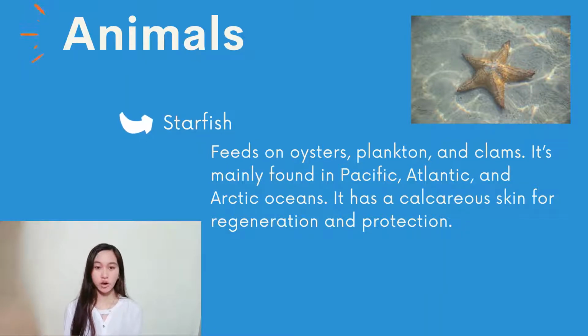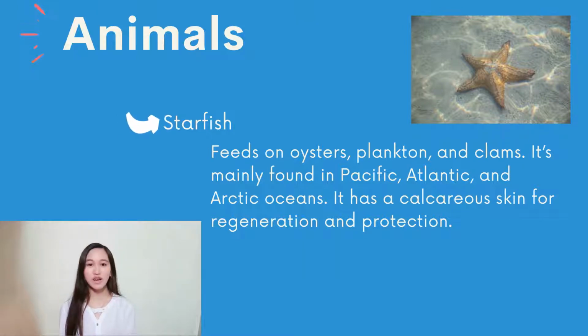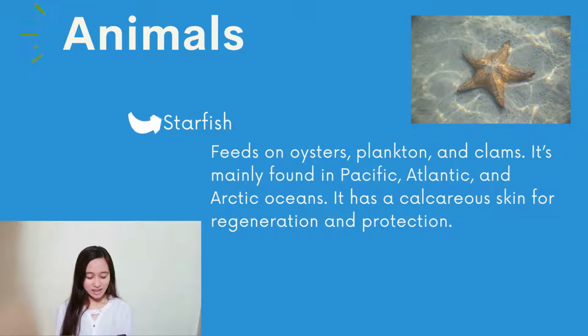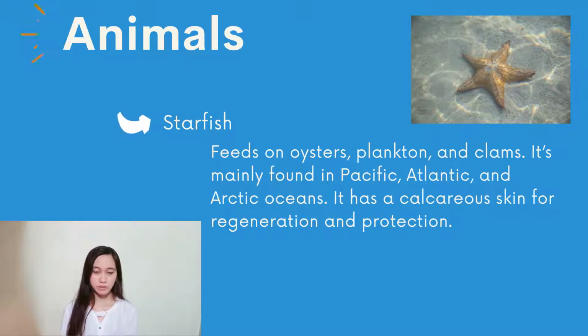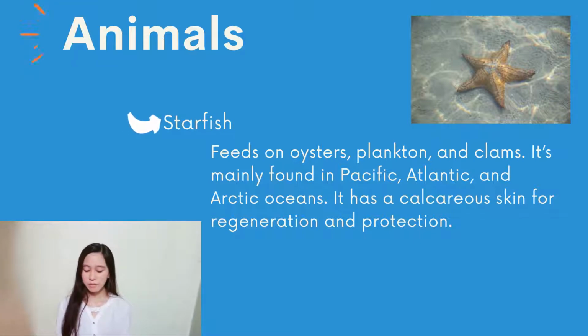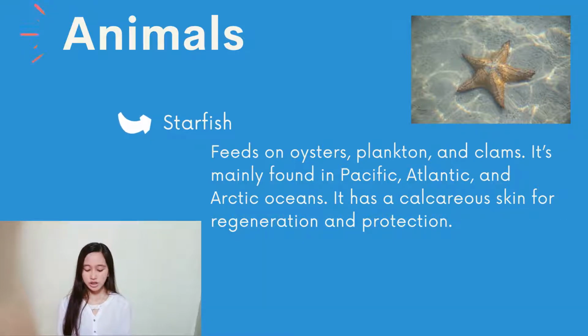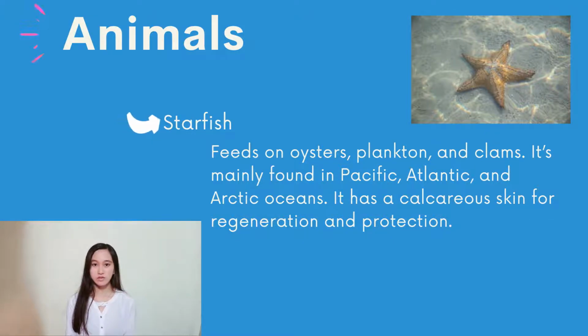Next is the starfish. Starfish feed on oysters, plankton, and clams. It's mainly found in the Pacific, Atlantic, and Arctic Ocean. It has a calcareous skin for regeneration and protection. Starfish are actually animals called echinoderms, which are marine invertebrates and are not fish at all.